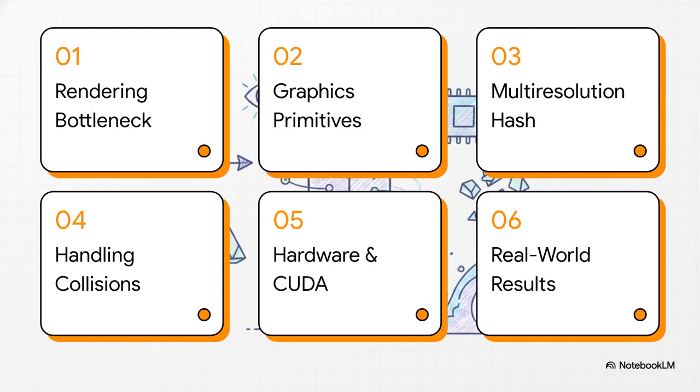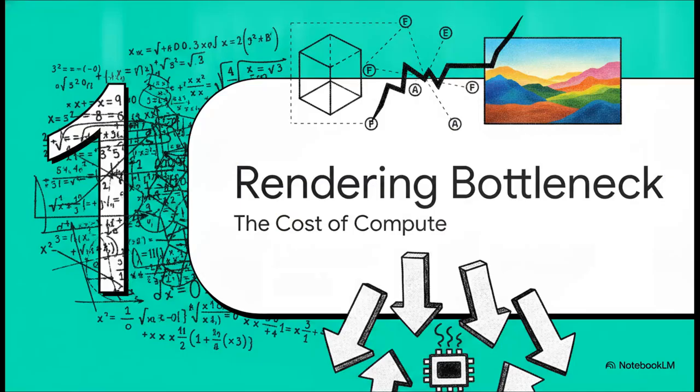First, we'll cover the neural rendering bottleneck. Second, defining neural graphics primitives. Third, multi-resolution hash encoding explained. Fourth, handling hash collisions. Fifth, hardware optimization and CUDA. And finally, the instant real-world results. Let's get started. Section 1.